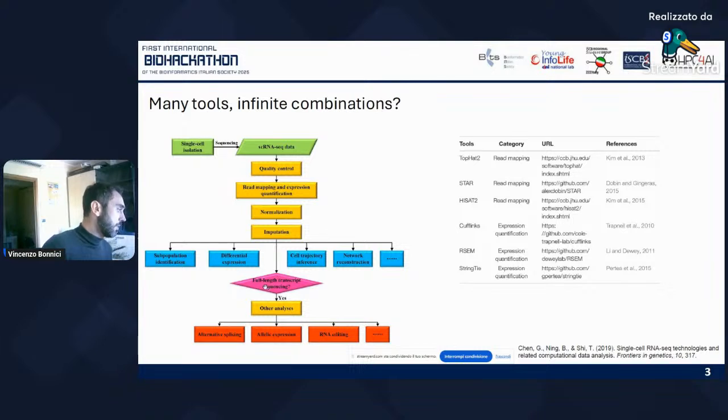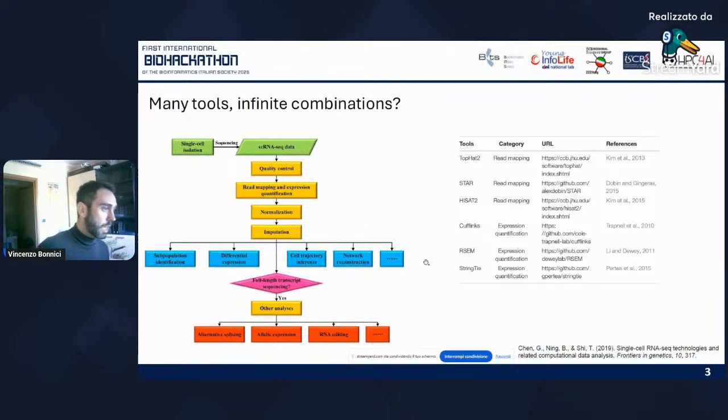Sorry. And if you are able to run a full-length transcript sequencing of your data, you can also run additional analysis such as alternative splicing, allelic expression, RNA editing, and so on and so forth. Of course, every one of the steps present in this pipeline can be done with a series of tools. Every computational tool has a specific limitation, but it also comes with specific advantages that you may want to have in your analysis.